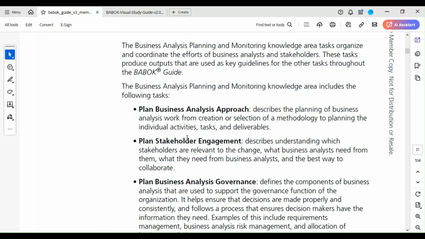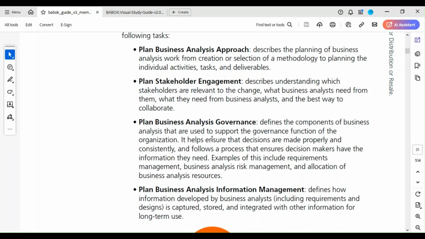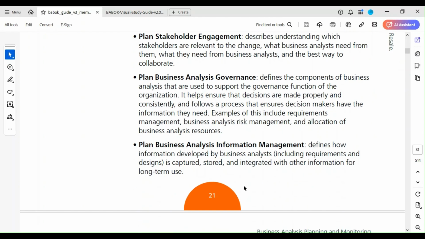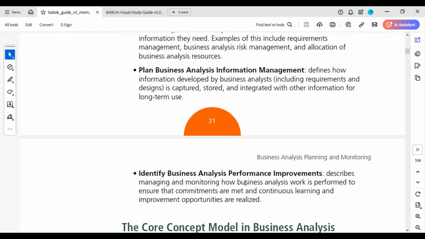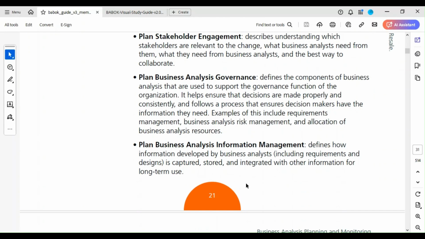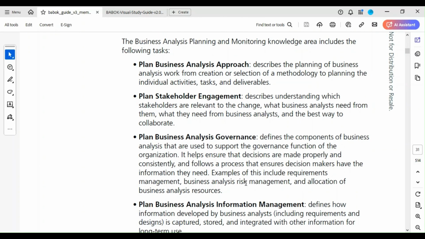Plan business analysis approach. So you plan the approach you want to take for that project. You plan stakeholder engagement. You plan how you want to engage with your stakeholders. Plan business analysis governance. You plan how you want to take charge of, maybe, your approvals, those that will take decisions. Plan business analysis information management. The information you are going to get from this, how do you want to coordinate it? How do you want to plan it? Identify business analysis performance improvement. So you identify the performance improvement. Whatever comes out, what are the improvements you want to undertake?